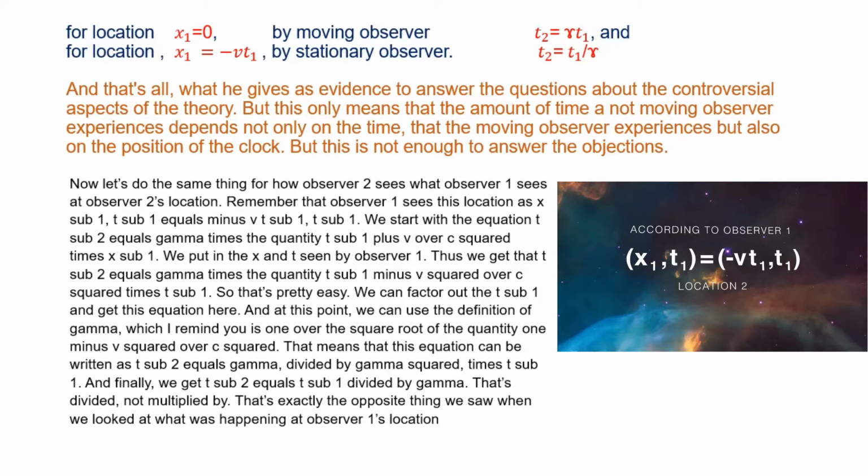And that's all he gives as evidence to answer the questions about the controversial aspects of the theory. But this only means that the amount of time a non-moving observer experiences depends not only on the time that the moving observer experiences, but also on the position of the clock. But this is not enough to answer the objections.